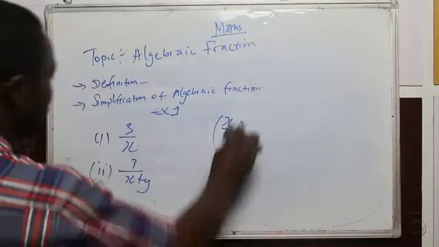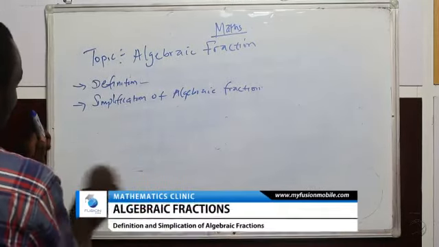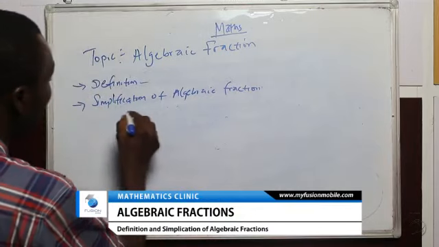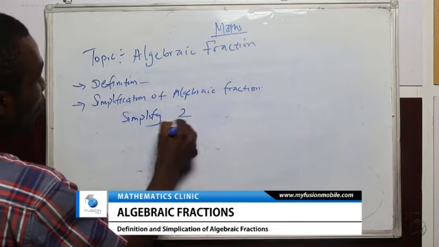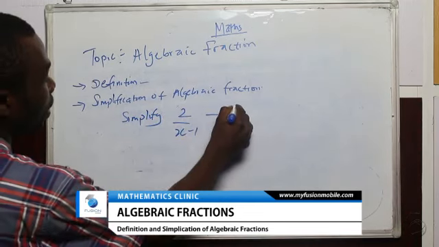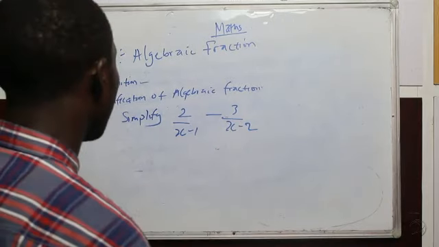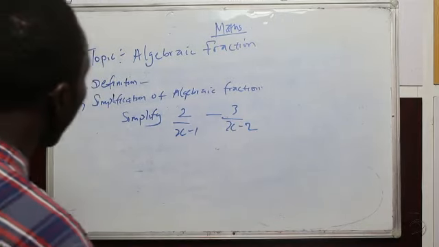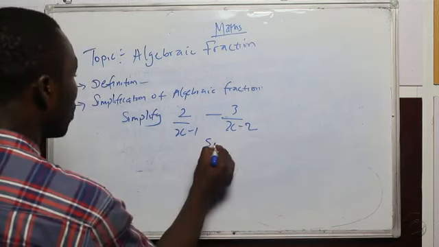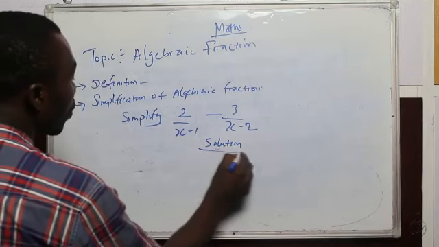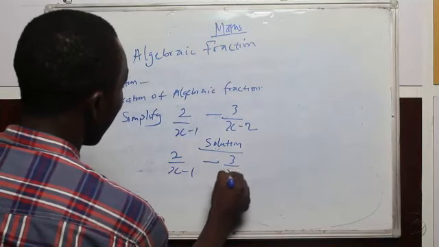Let's take for example: simplify 2 over x minus 1 minus 3 over x minus 2. Now, simplify 2 over x minus 1 minus 3 over x minus 2. Solution: 2 over x minus 1 minus 3 over x minus 2.